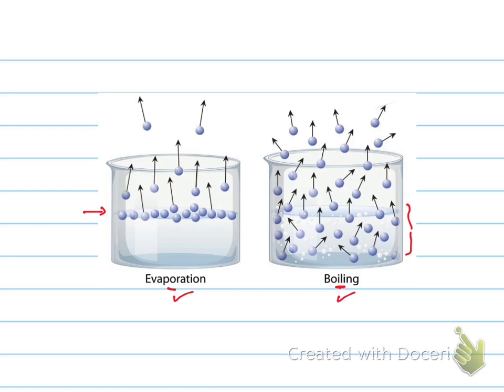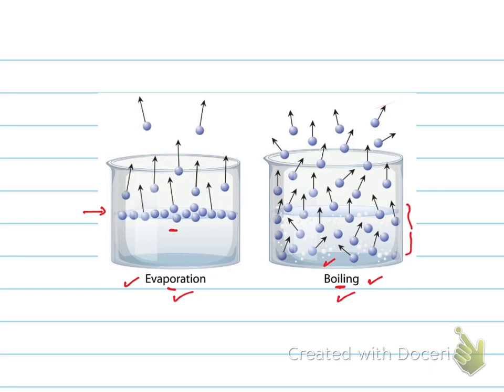Third difference, during boiling, there are bubbles. During evaporation, there are no bubbles. Fourth difference between evaporation and boiling is that evaporation takes place at any temperature, but boiling occurs at the boiling point of a substance. So there are four differences between evaporation and boiling.